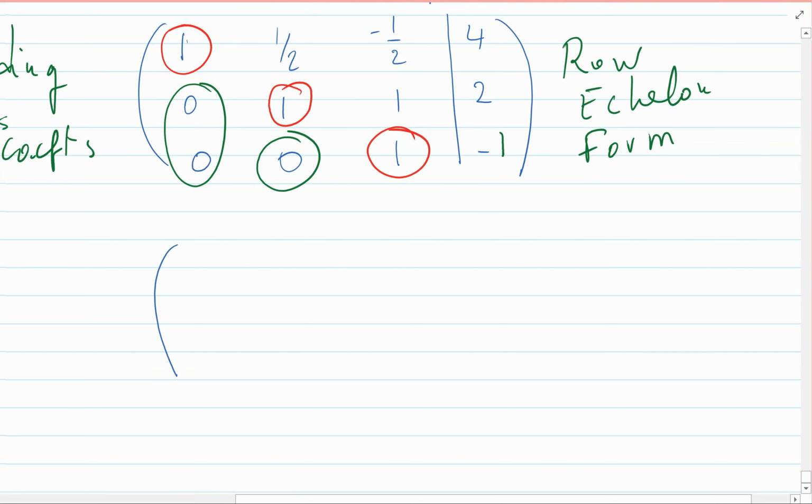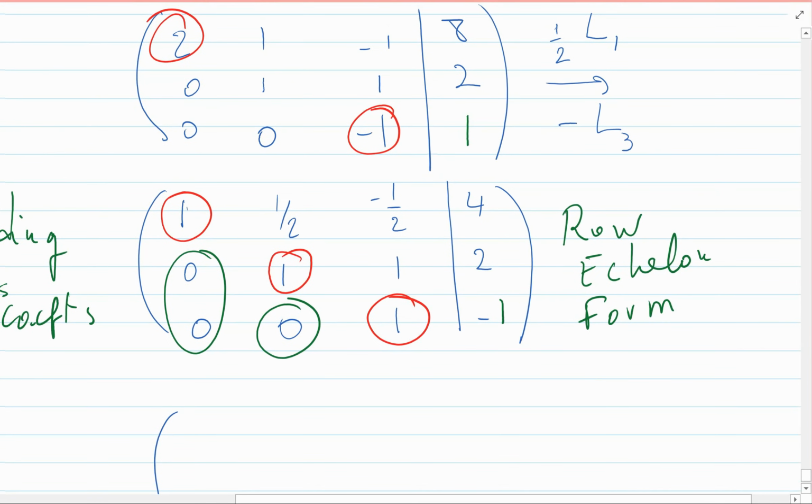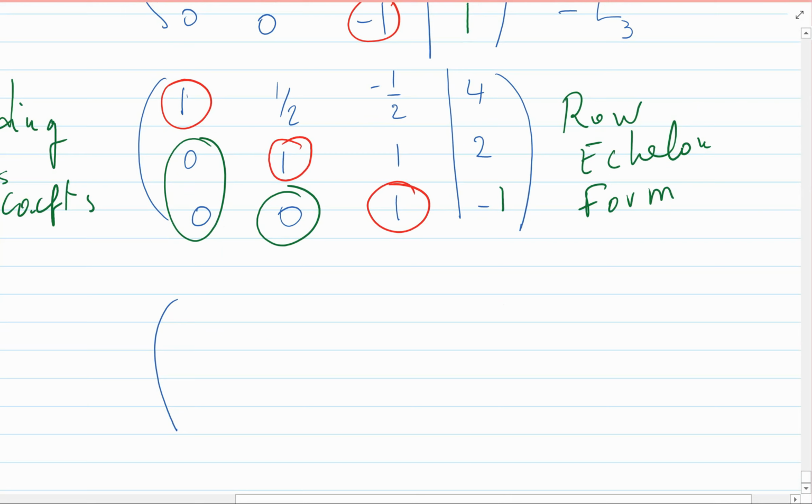So now let us get rid of the 1 first. Okay, so we're gonna take L2 minus L3. Okay, so we have 0, 0, 1, minus 1 because we found that z, and now we go. So it's gonna be 0, 1 minus 0, 1, 1 minus 1, 0, 2 minus 1 plus 1, 3.